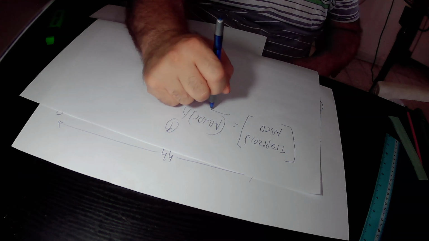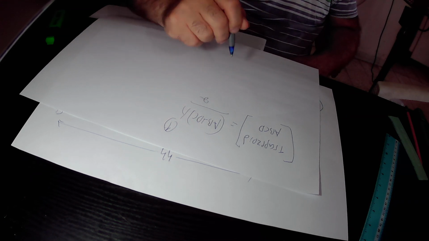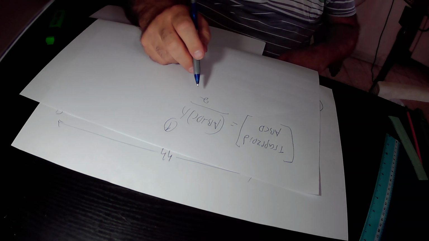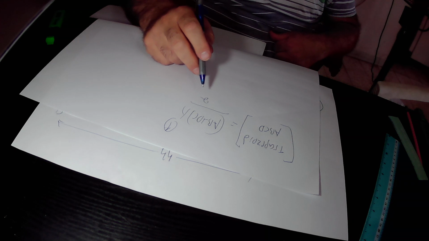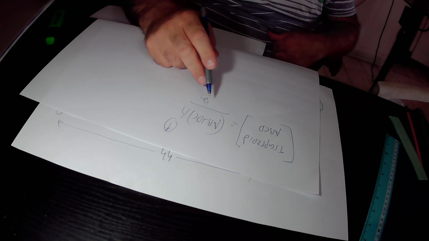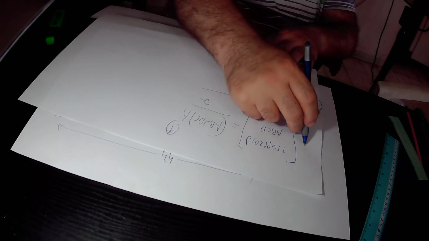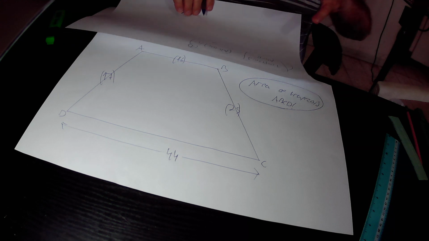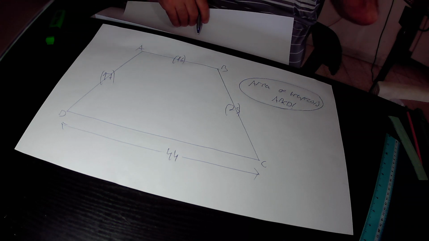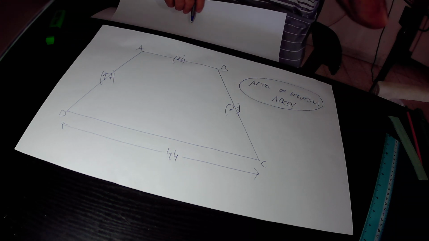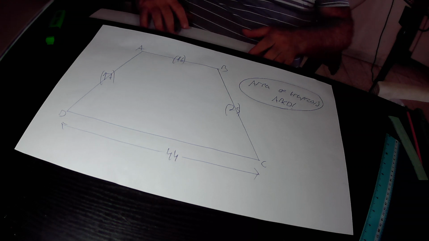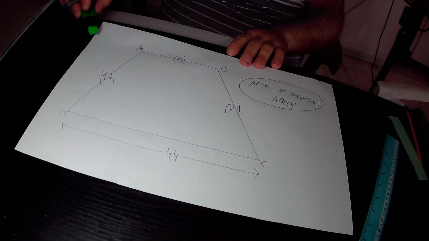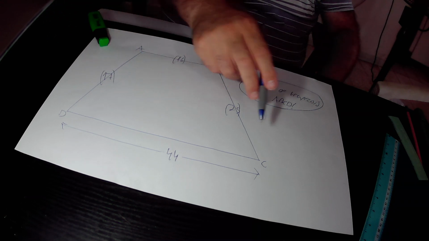The height H must create 90 degrees with the two parallel bases. That is to say, it must create 90 degrees with AB and DC. So in order to find the area of this trapezoid ABCD, we do a construction. That is to say, from this point A, we will draw a perpendicular on DC.